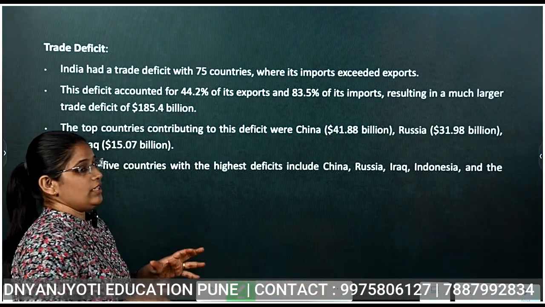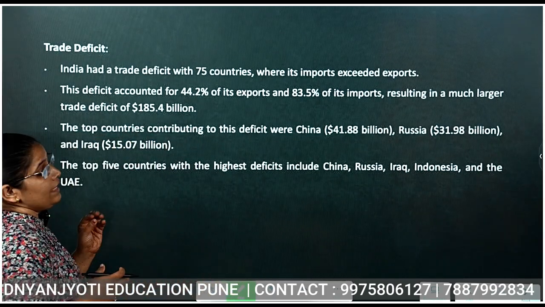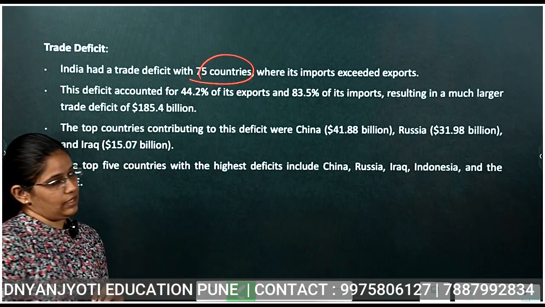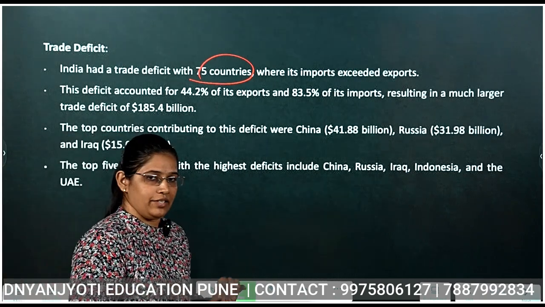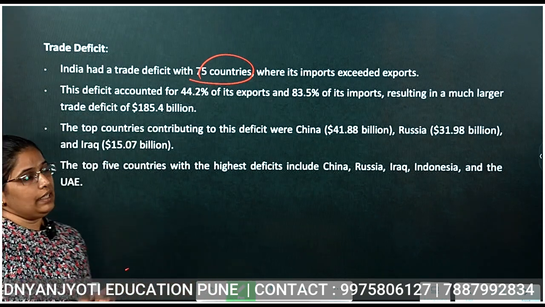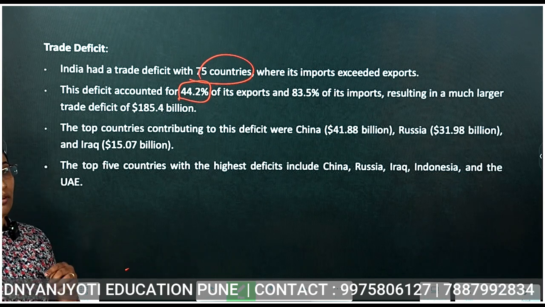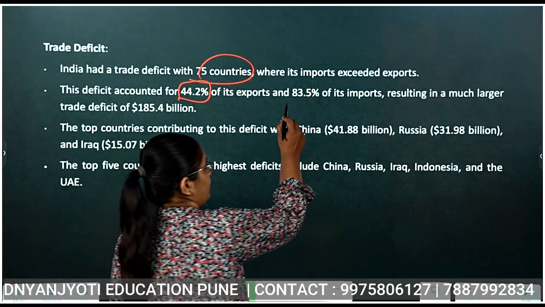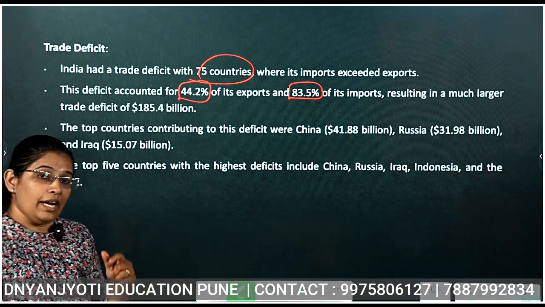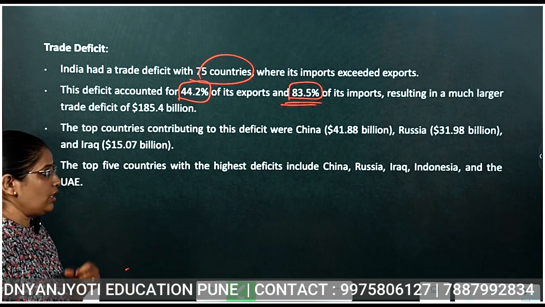So according to the GTRI report, the data shown in this article shows that India is having a trade deficit with around 75 countries in the world, which means that these 75 countries are exporting more to India than they import of Indian goods. So as per the data, 44.2% of exports have been carried out, and in comparison to the export, the import from these 75 countries into India is 83.5%, which is again a larger amount.